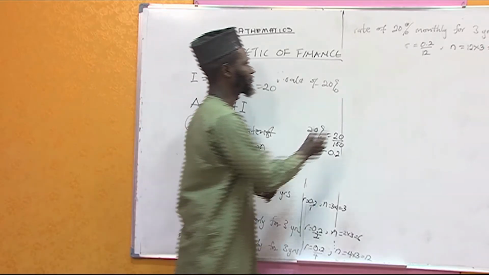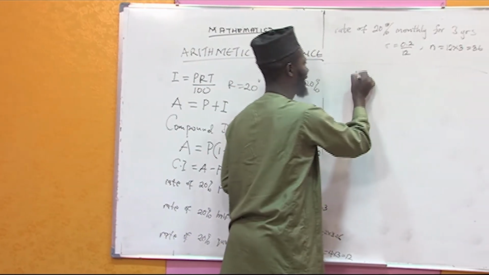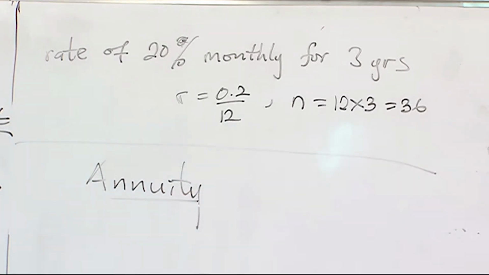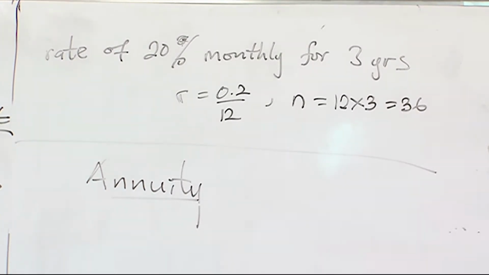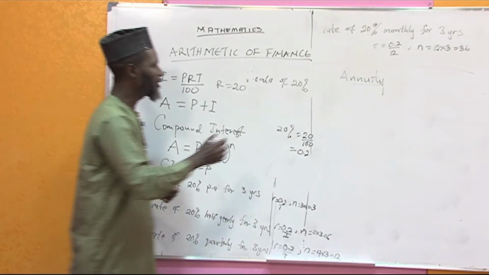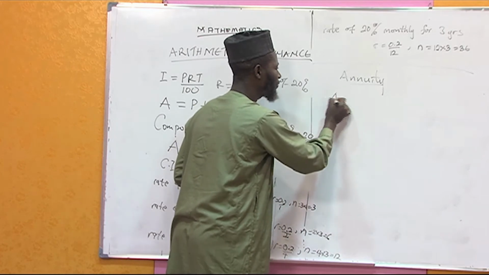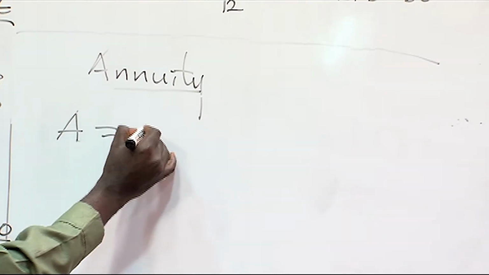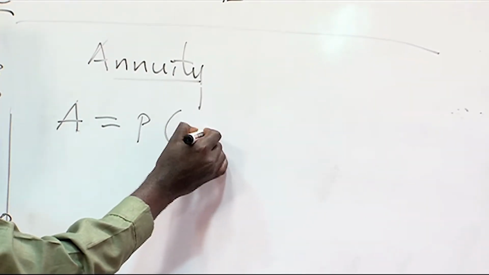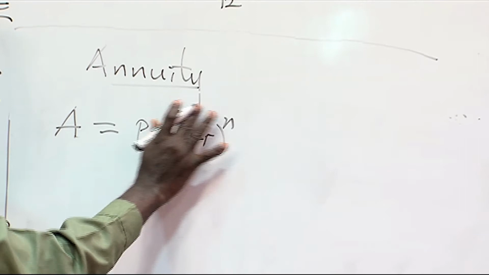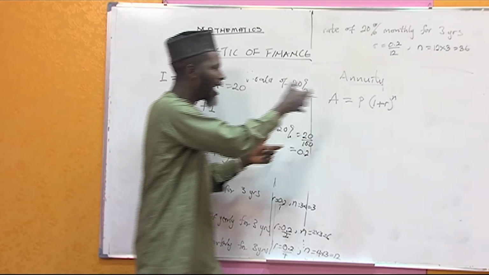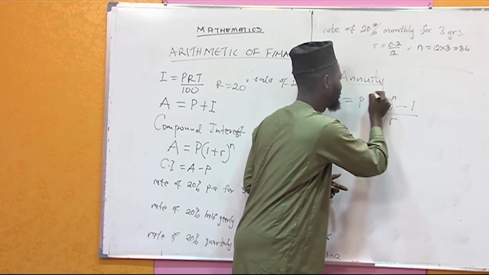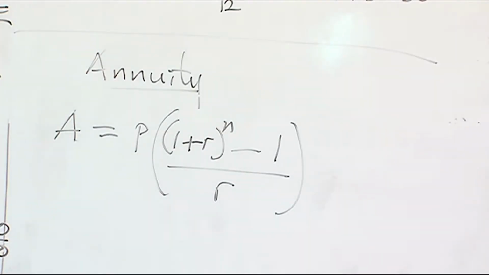Now, for example, we are talking of annuity. To get the formula for annuity, all you need to do is modify this formula. The formula for the amount of annuity is this formula: 1 plus R raised to power N, and we now just modify it. Minus 1, divided by R. This is the formula for the amount of annuity.